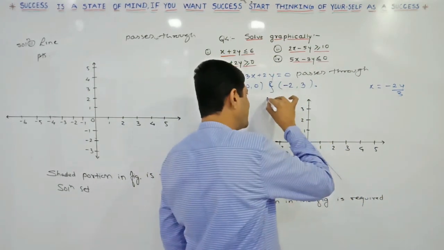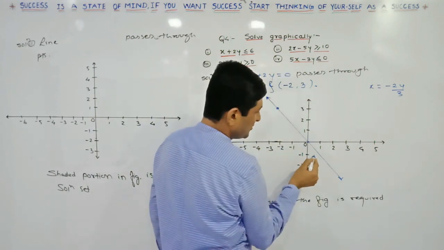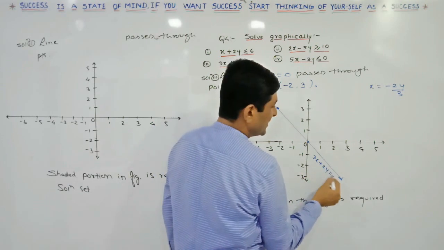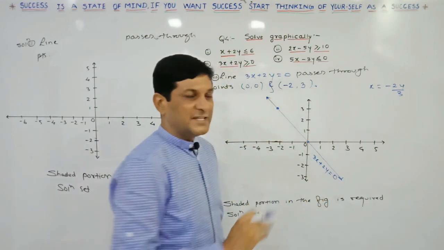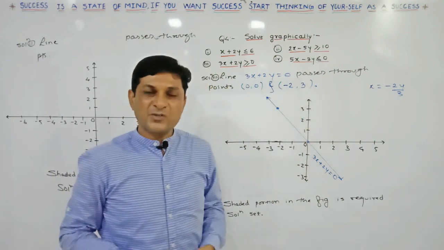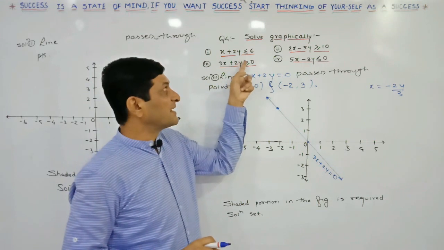Once the line is constructed, write down its equation. What is the equation of this line? 3x plus 2y is equal to 0. Now once the line is constructed, which half plane will be our solution set? That depends on this inequality. So here greater than is there.